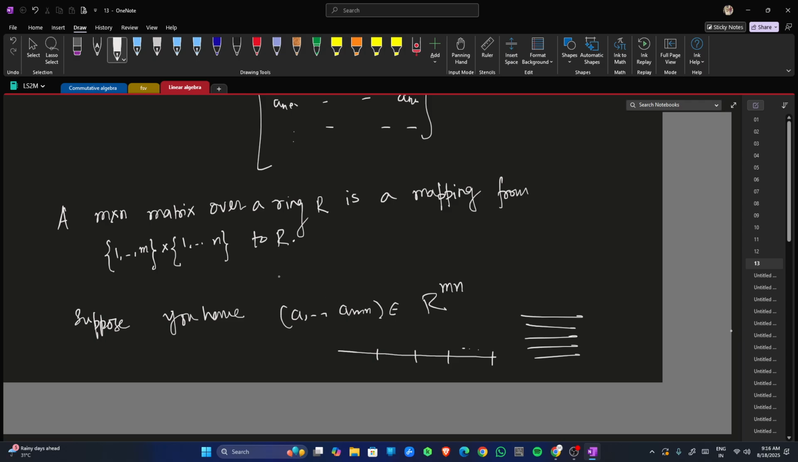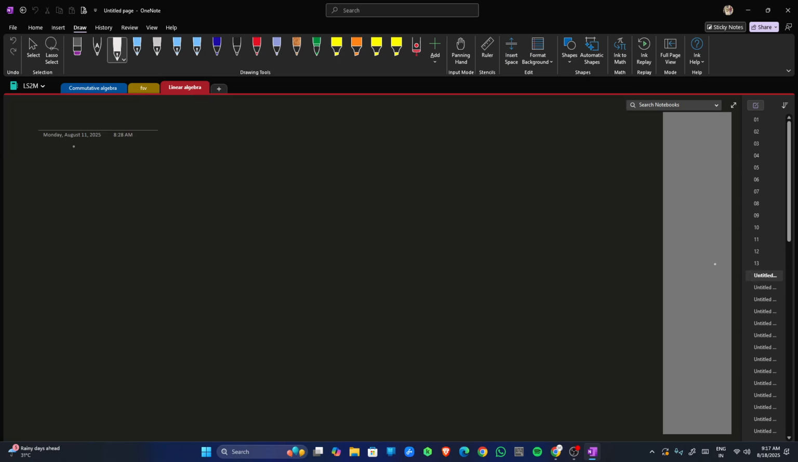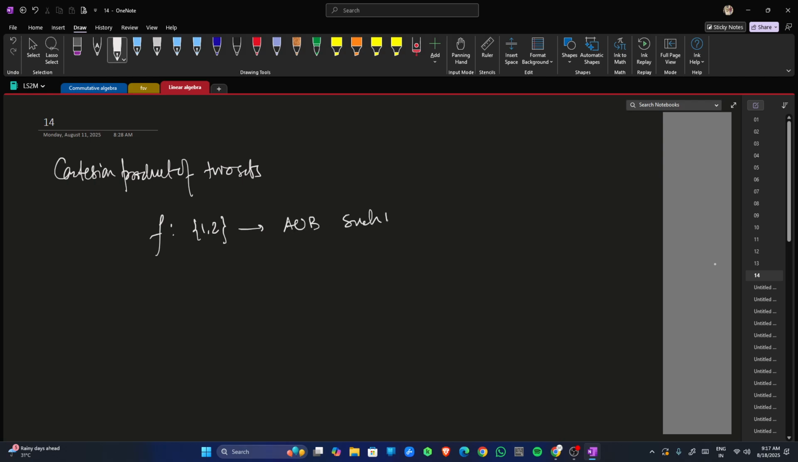So why are these two things the same? Because if I go back to the definition of the Cartesian product of two sets, say A and B, it is a function f from {1,2} to A union B such that f(1) is in A and f(2) is in B. If you collect all the functions of this form, you get the set.